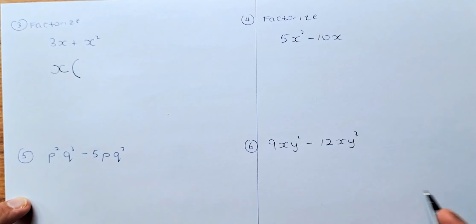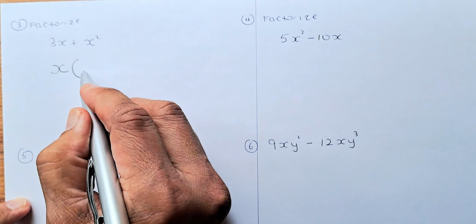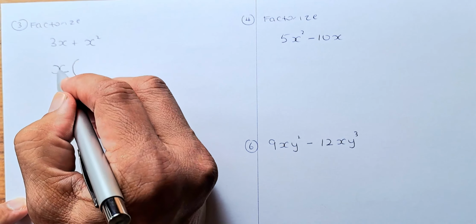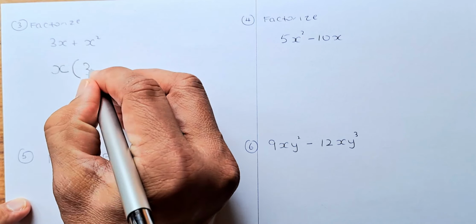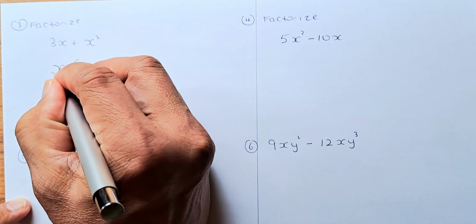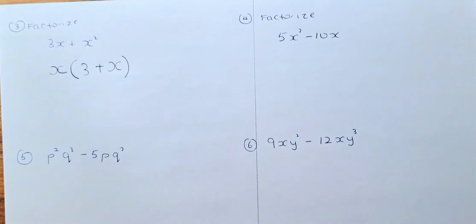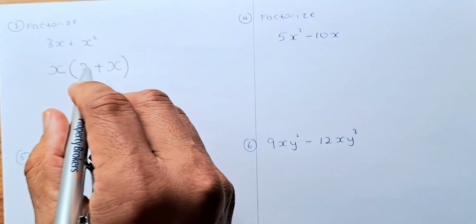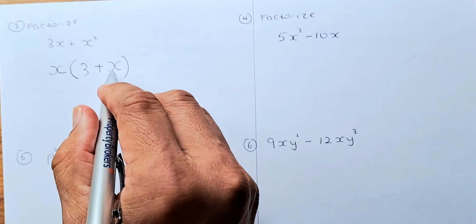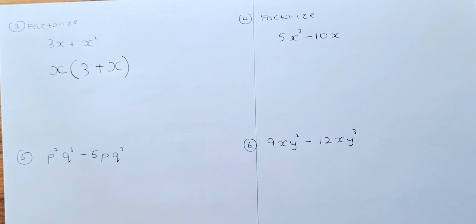Okay. So to get the terms in the bracket, you take 3x divided by x. You're left with 3, and then plus x squared divided by x. The next term is going to be x. And when you multiply them out, 3 times x is going to be 3x, x times x is going to be x squared.